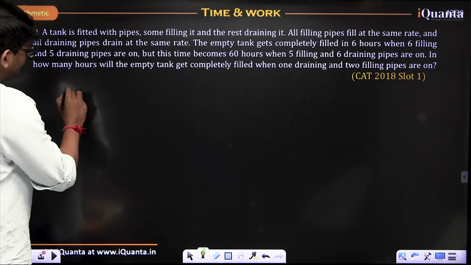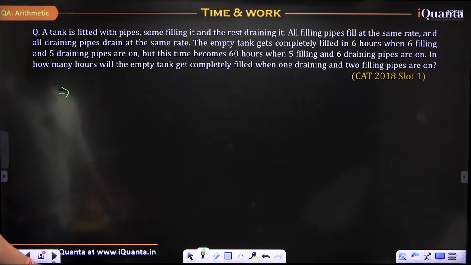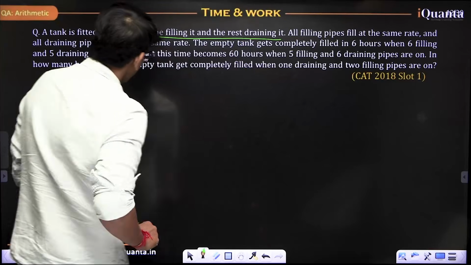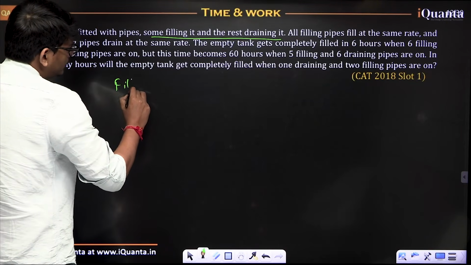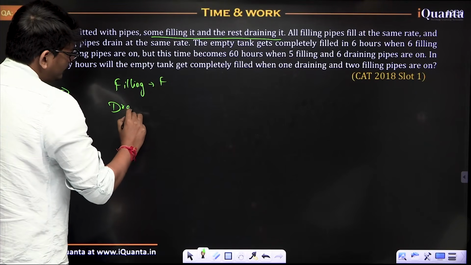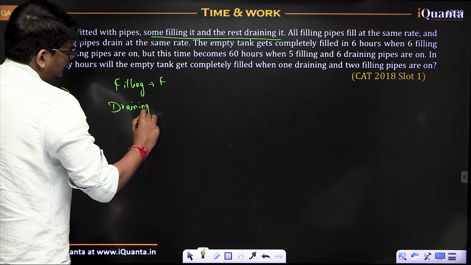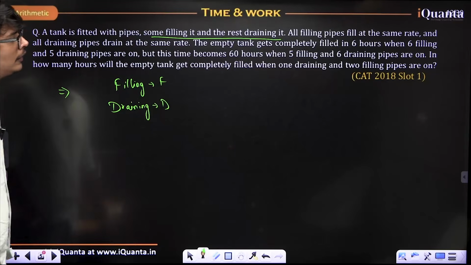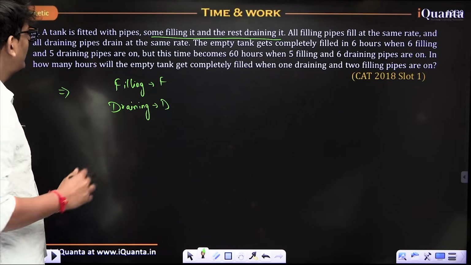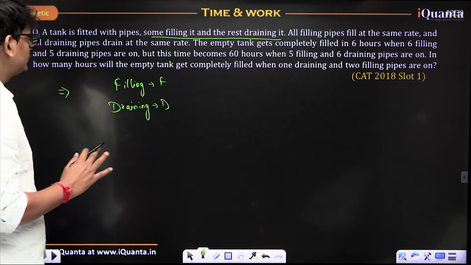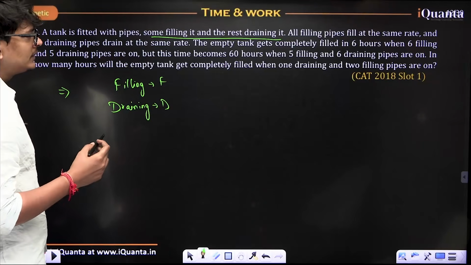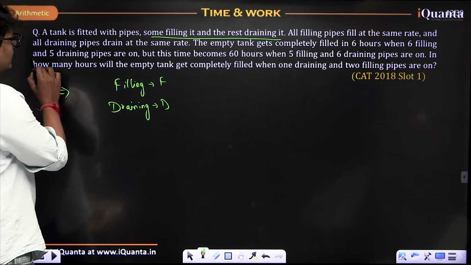Next, a tank is fitted with pipes. Some are filling, rest are draining. Okay. So, filling pipe suppose F and draining suppose D. Okay, moving on. All the filling pipes fill at the same rate and draining pipes drain at the same rate. The empty tank gets filled in 6 hours when 6 filling pipes and 5 draining pipes are on.